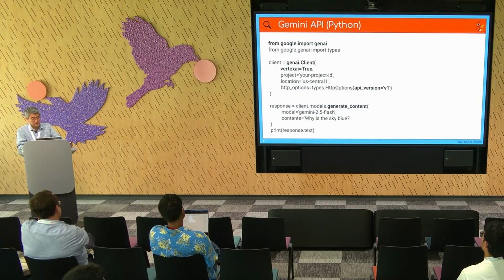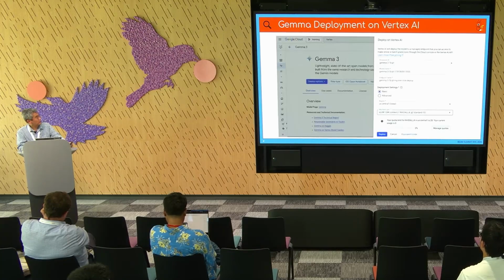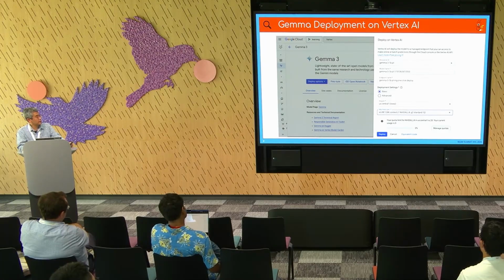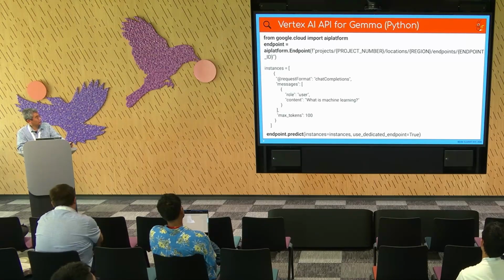This is basically the raw API with the GenAI SDK. You don't need to call this directly, but it's just a reference. And then for Gemma, before calling the API, we need to deploy the model. Here's a screenshot of Model Garden on Vertex AI, so you need to make sure to deploy that first. And this is a Vertex AI Python SDK example calling the endpoint.